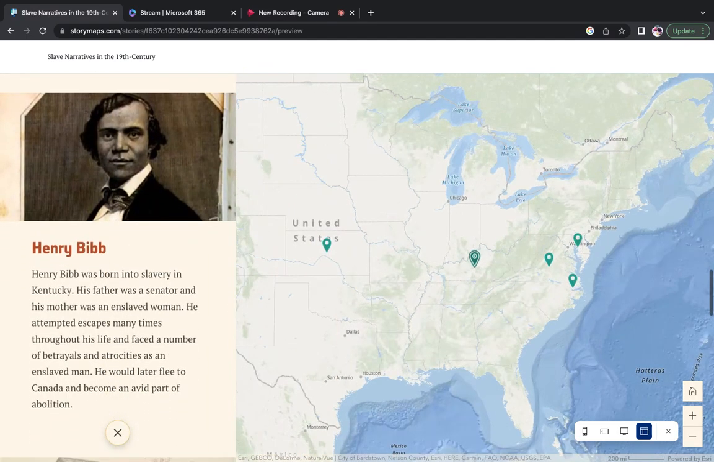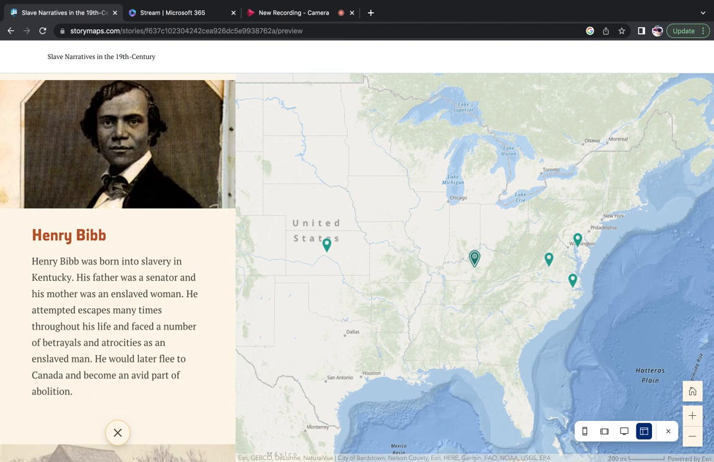Moving on to a more likely unfamiliar face is Henry Bibb. Henry Bibb was born into slavery in Kentucky. His father was a senator and his mother was an enslaved woman. He attempted escapes many times throughout his life and faced a number of betrayals and atrocities as an enslaved man. In his first initial escape, he fled without his wife and his child. He did eventually try to return in order to help them flee as well, but he was caught in the act.